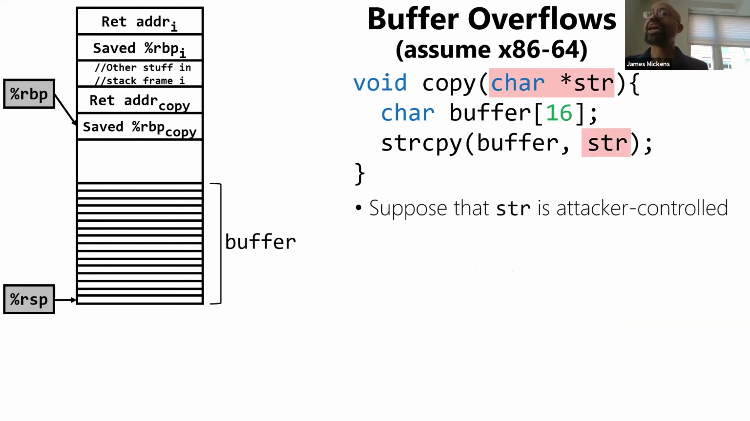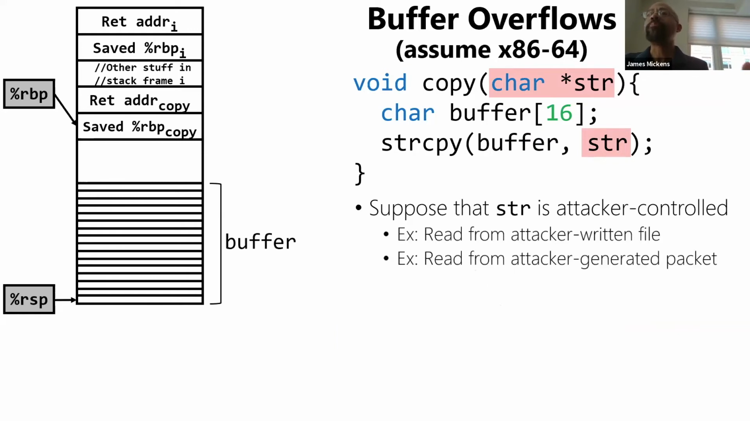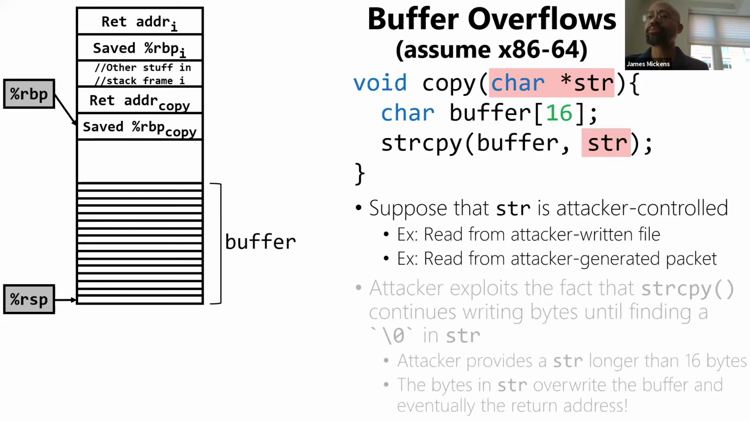Okay, so let's now suppose that str is attacker controlled. What do I mean by attacker control? Maybe the string that's pointed to by str came from a file that the attacker has written to or somehow otherwise has influenced the contents of. Maybe str is taken from the network, from a network packet, an HTTP request or response that the attacker generated. So suppose that the attacker gets to choose which bytes are in str.